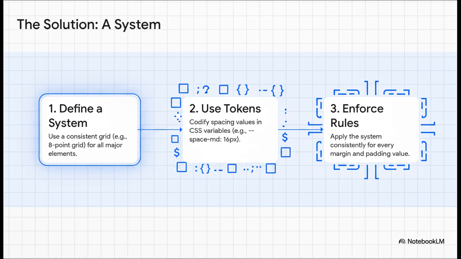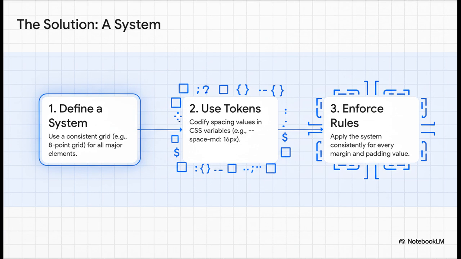First, define your rules. Pick a base unit like 8 pixels and build a consistent grid from it. This becomes your one source of truth for all spacing. No more random numbers. Second, give those rules names. In code, we call these spacing tokens. You create variables like space medium, which might equal 16 pixels. This makes everything so much easier to manage.